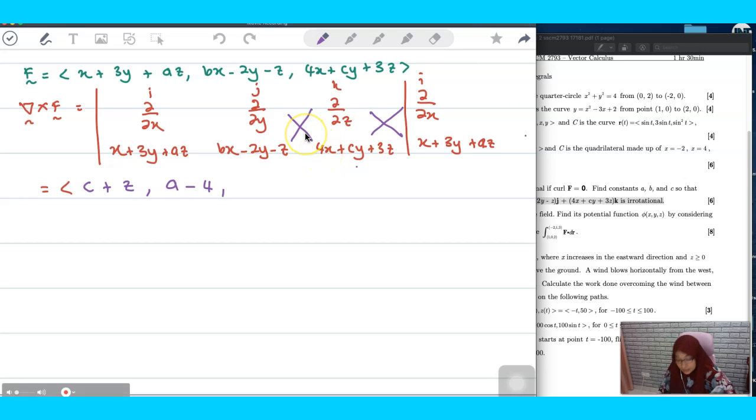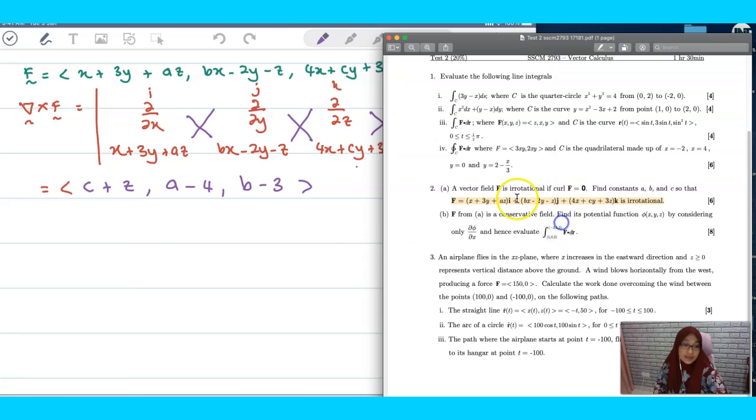And the third one, I cross J. So differentiate this with respect to X, you have B minus, differentiate this with respect to Y, you have 3. Okay, and since the information provided says that the curl of this F is 0, which means that this part should be 0, this one should be 0, and this one should be 0.